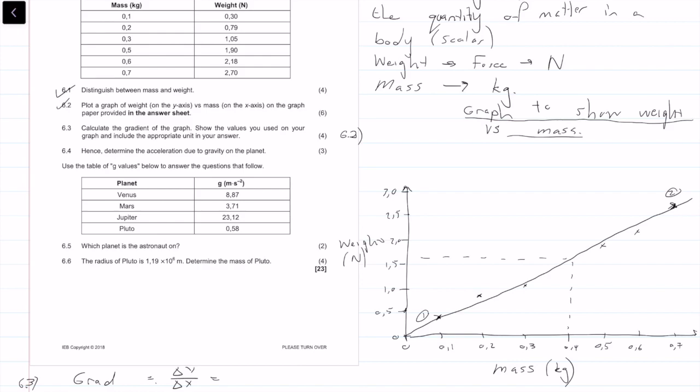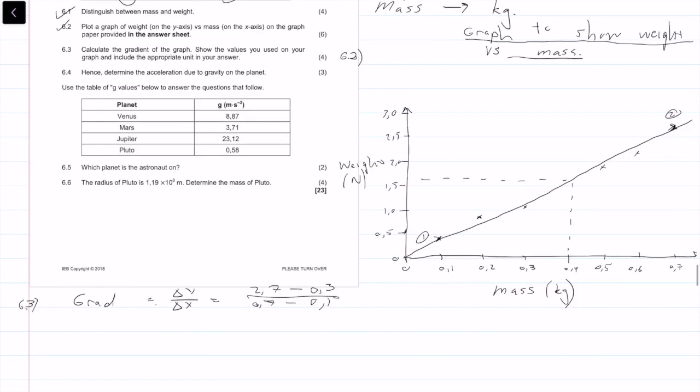Because my graph isn't too great, I'm just going to pick values that we know. So point 2, change in y, I'm going to use 2.7 minus 0.3 over 0.7 minus 0.1. Those are the 4 points I used. So we have 2.7 minus 0.3 over 0.7 minus 0.1, and we get a gradient of approximately 3,96.